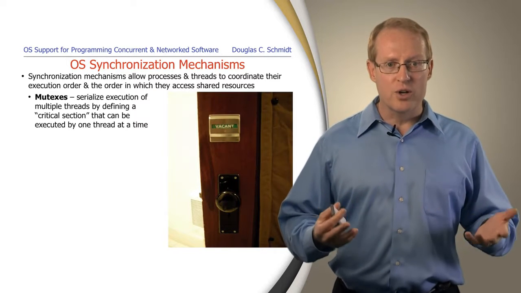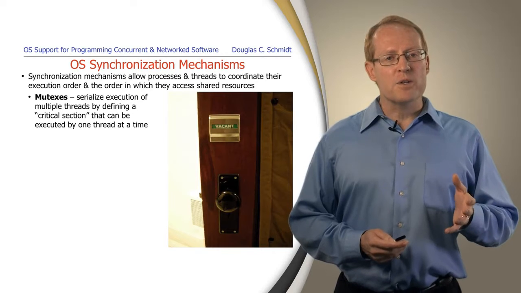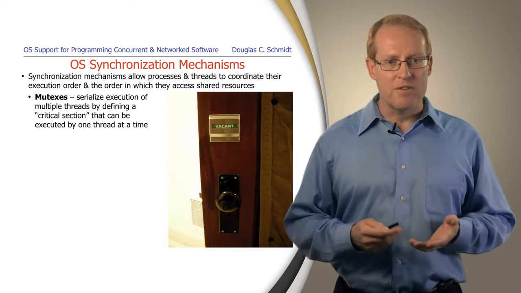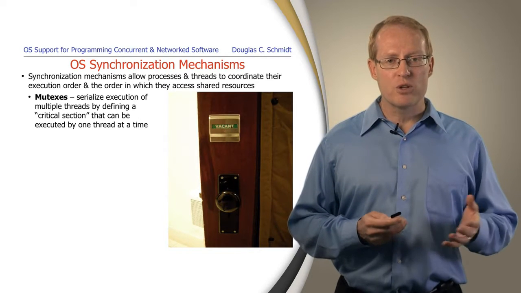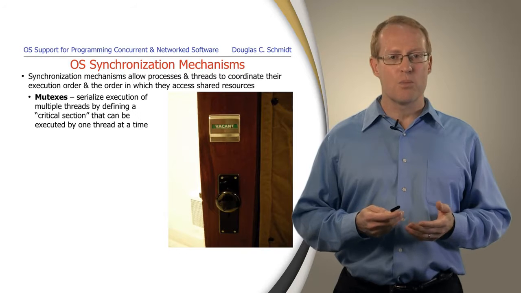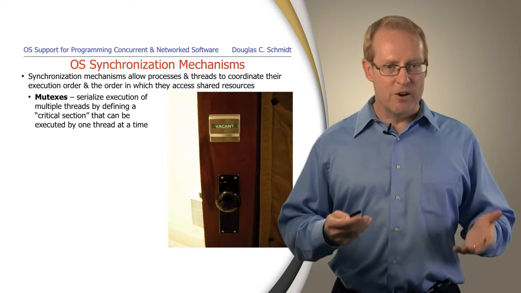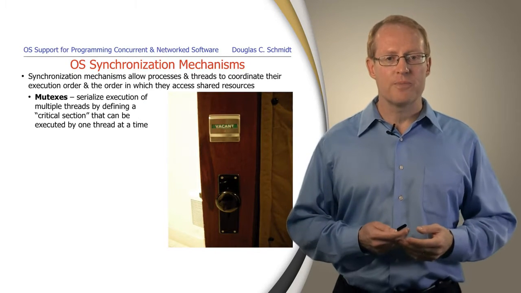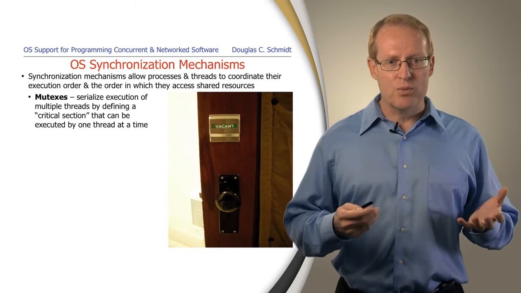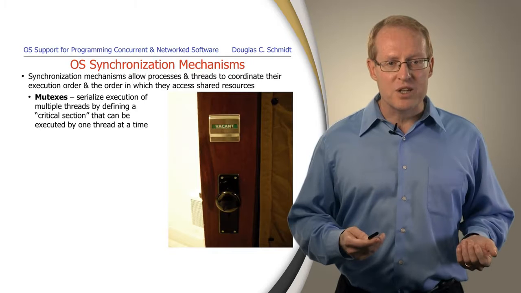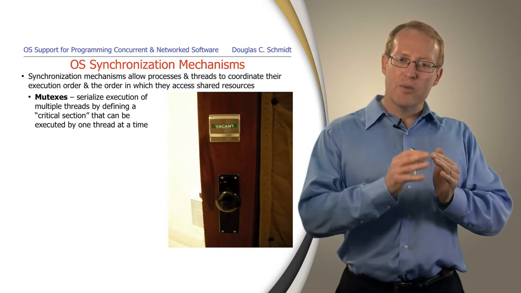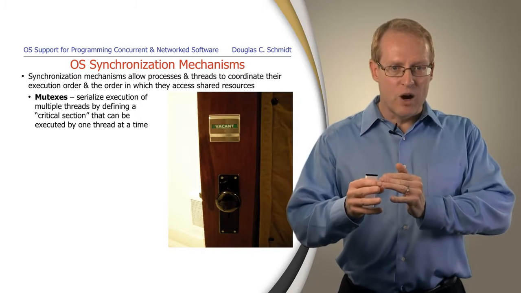The first set of synchronization mechanisms we're going to talk about is the simplest and by far the most common in many traditional concurrent applications. These are called mutexes, or mutual exclusion variables, objects, operations, and so on. What a mutex does is it allows application threads to serialize execution by defining a critical section where only one thread at a time can be running.